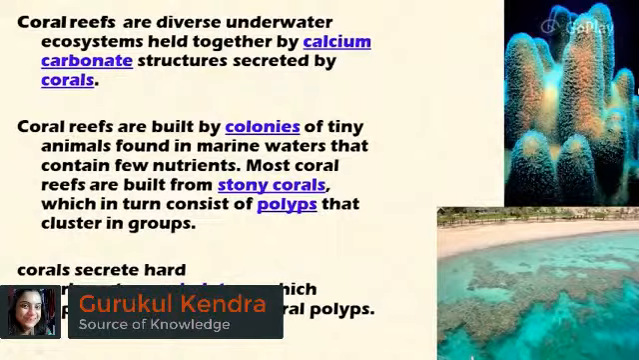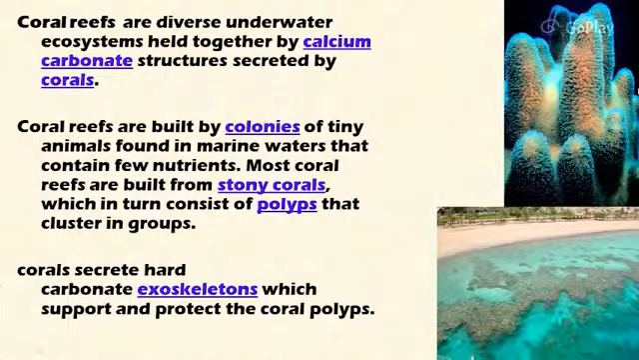And these coral reefs are important underwater ecosystems. They support thousands of aquatic organisms. These are also called the tropical rainforests of the oceans because of their higher productivity and biodiversity. So let's look at coral reefs.